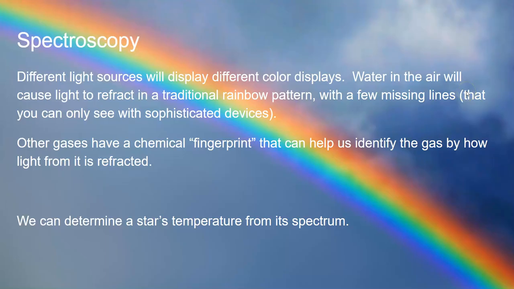Now, spectroscopy tells us that different light sources are going to display different color displays. Water in the air is going to give you a traditional rainbow pattern with a few missing lines that you generally never notice. You can only see them with sophisticated devices. Other gases have what we might call a chemical fingerprint, and that helps us identify the gas by how much the light happens to be bent or refracted. And we can also tell a star's temperature from its spectrum.